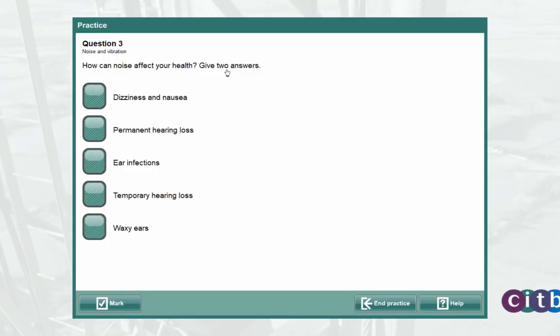How can noise affect your health? Dizziness and nausea. Permanent hearing loss. Ear infections. Temporary hearing loss. Waxy ears.